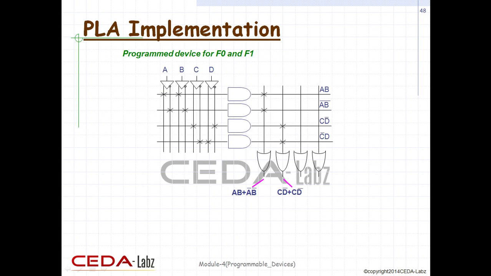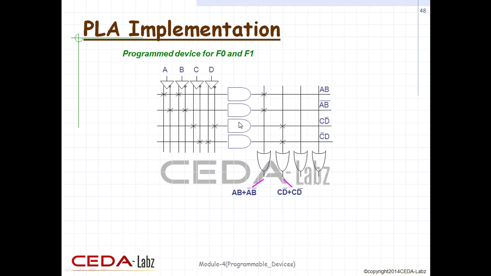When we are establishing the connections, first we will make the connection of the f0 function. For establishing AB, in the first row of the AND gate, there is a cross mark against A and B. Similarly, for establishing the connection A bar B bar, we put a cross mark on the second row of the AND gate, against the inverted connection of A and B. The output of the first OR gate is the f0 function. Similarly, it is designed for the f1 function also, as you can see from the figure.